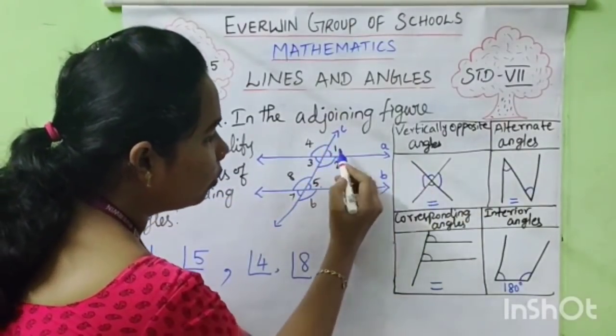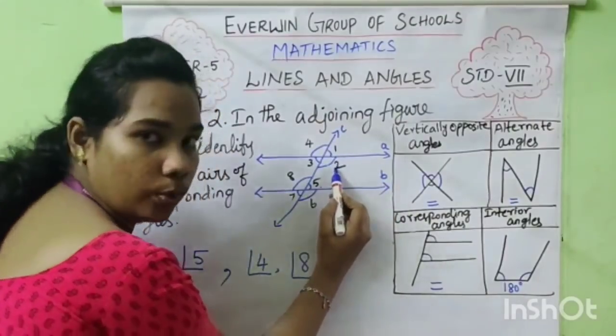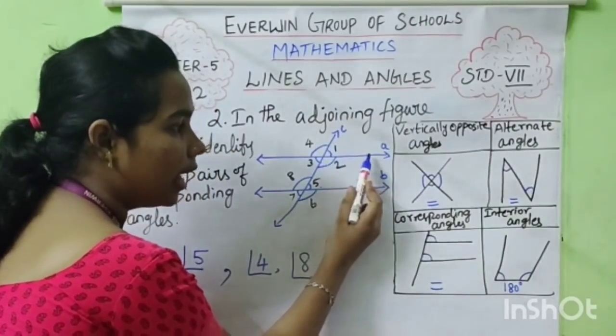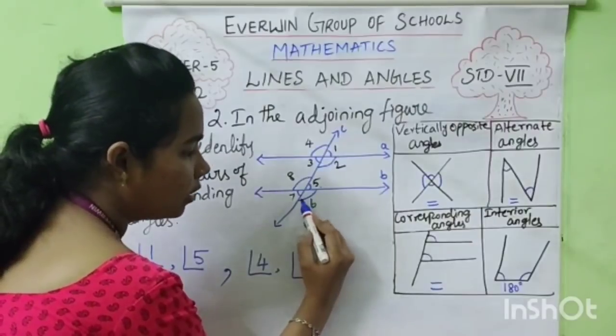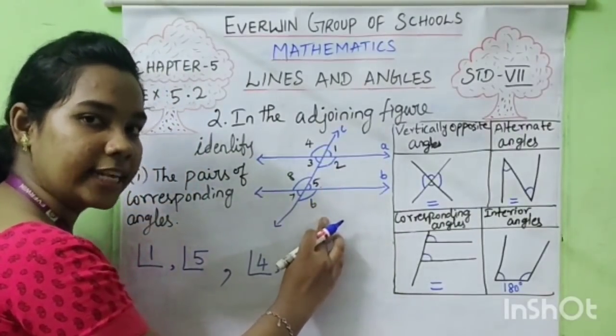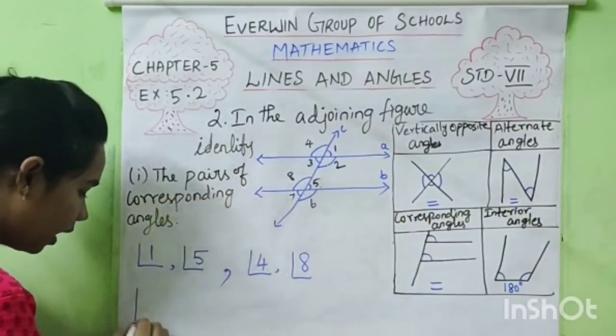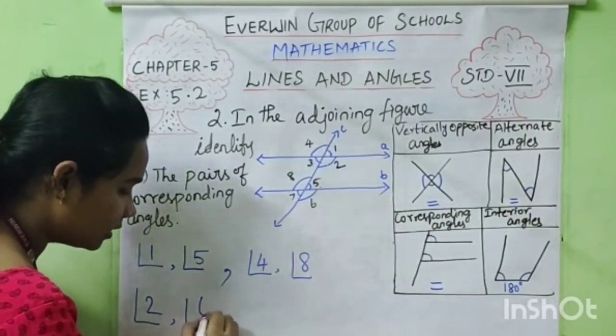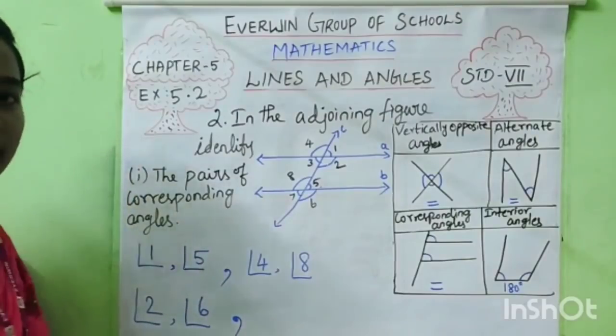Coming to the down right. Which is down right? 2 to this line, and coming to this line, down right is 6. So 2 and 6 are corresponding angles. Angle 2 and angle 6 are corresponding angles.